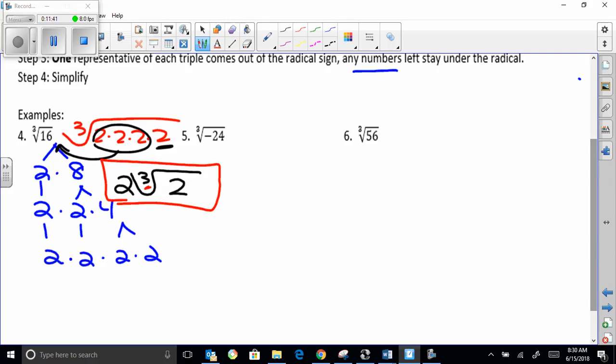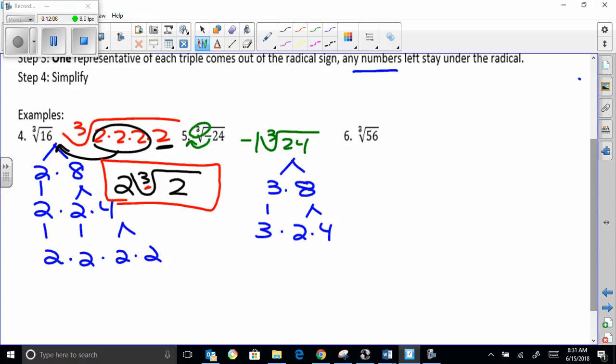The cube root of negative 24. Okay, let's get rid of that negative, bring it out, and we can only do that because that's an odd index number. Negative 1 times the cube root of 24. And then find your prime factors of 24. So maybe you guys started out with 3 times 8. Maybe you started out 4 times 6. We don't have to start with the same 2 factors. We must have the same prime factors at the end though.